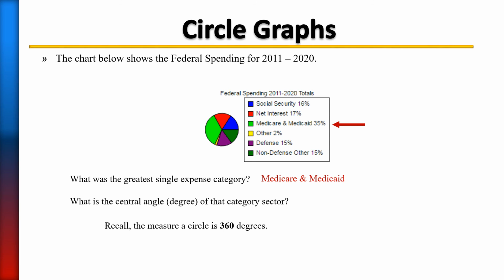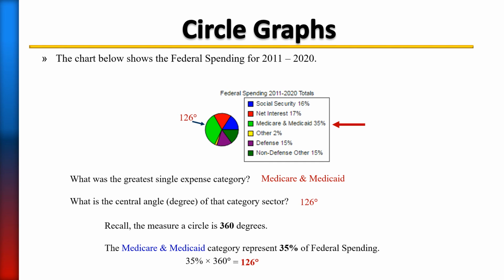Okay, so what'd you get? 0.35 times 360, what you should have got is 126. So therefore, that piece of the pie is 126 degrees. So if you were to sketch that, you would take your protractor out and just make sure that your angle measures 126 degrees.